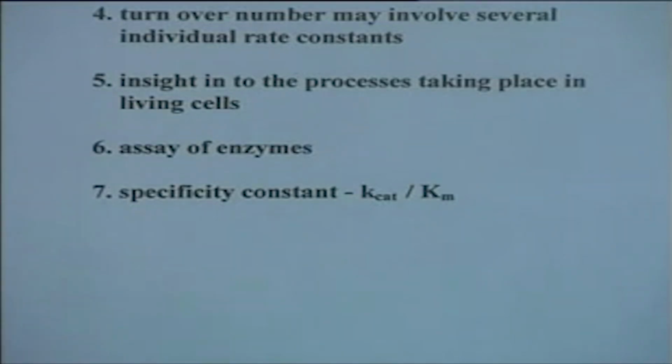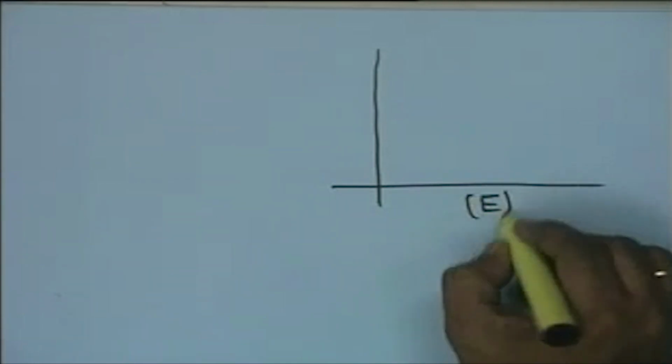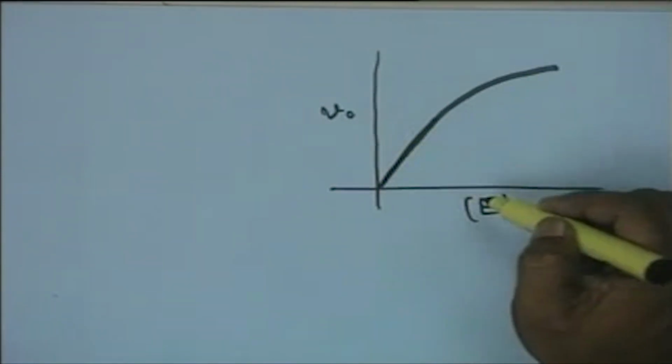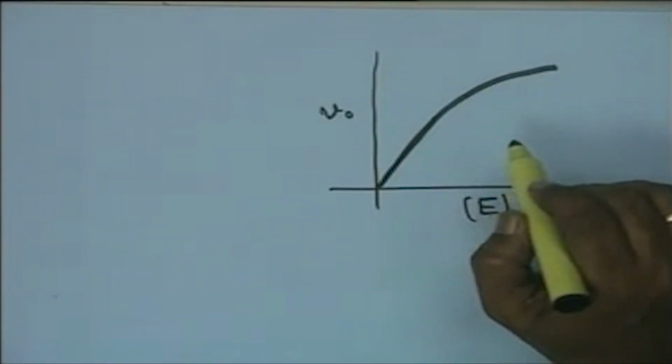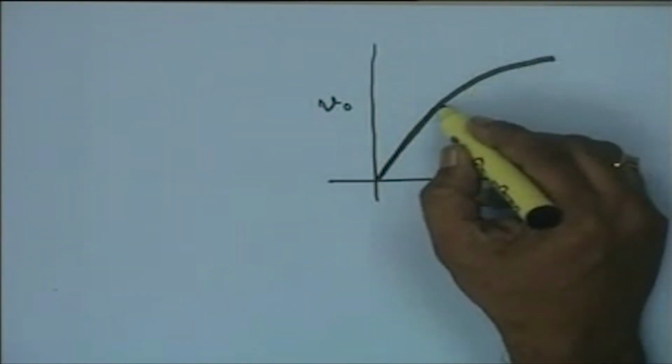Another important significance of the Michaelis-Menten kinetics is its application to assay of the enzymes. One of the analytical advantages is that very often we are required to estimate the activity of an enzyme sample, and this activity must depend upon the effect of enzyme concentration on the reaction velocity. When we plot the concentration of enzyme against the reaction velocity, we get a profile which initially is a straight line, linear, and then it tapers off towards the end when the enzyme concentration becomes high. Now normally we assay the enzyme concentration in our linear range.